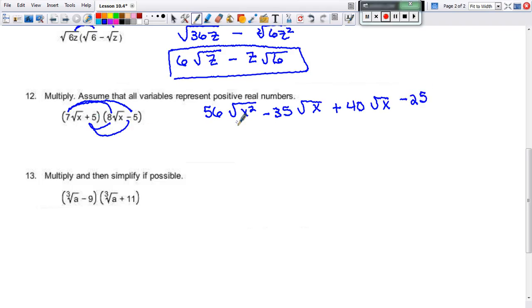Now this first one, I can take the x out because 2 goes into 2 one time. So this one's going to be a 56x. For my square roots of x, negative 35 plus 40 is a positive 5, so that's plus 5 square roots of x minus 25.